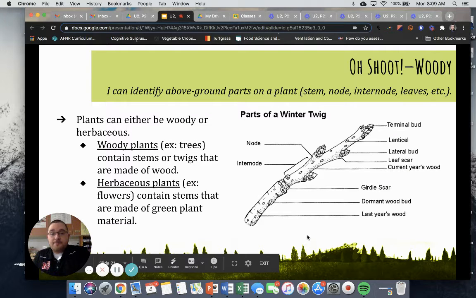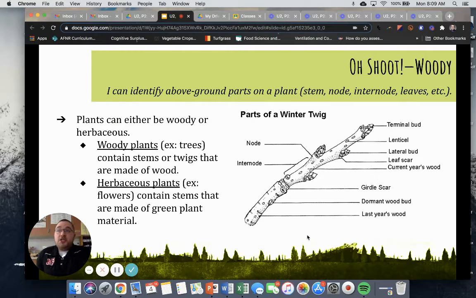Within our plants, the shoot systems can be classified as woody or herbaceous. I just want to briefly touch on this in case we hadn't thought about it before. Woody plants are trees. So trees are actually plants. Some of you may challenge me on that, and that's fine. But woody plants like trees contain stems or twigs that are made out of wood, whereas herbaceous plants contain stems that are made of green plant material. So flowers, tomatoes, celery, things like that. Those are all types of herbaceous plants.